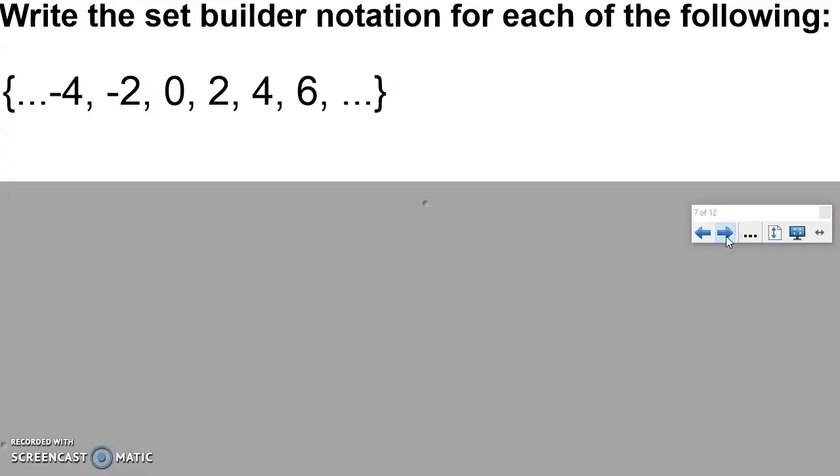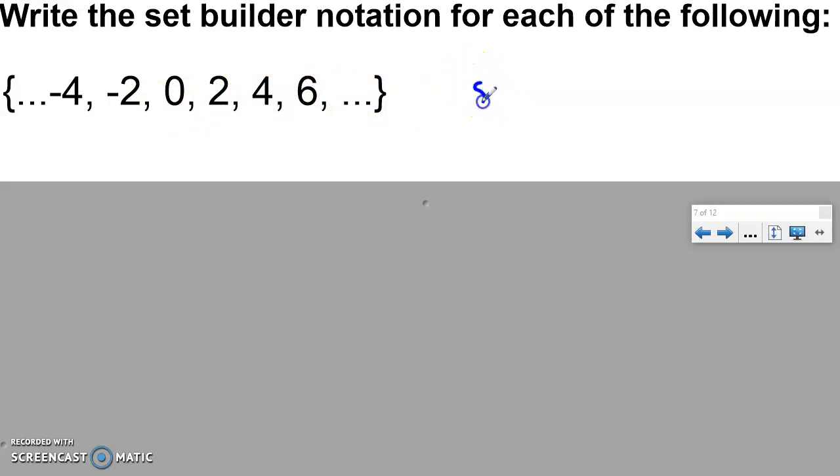So this one says, write the set builder notation for each of the following. And notice here it says -4, -2, 0, 2, 4, and 6. So I'm going up by 2s, or it's talking about going by a multiple of 2. So here's how you could write that.